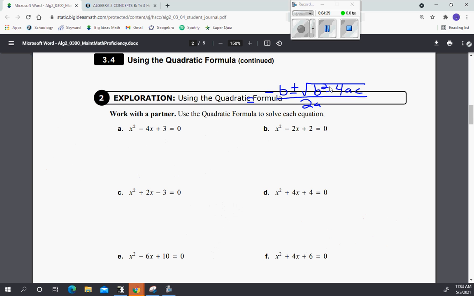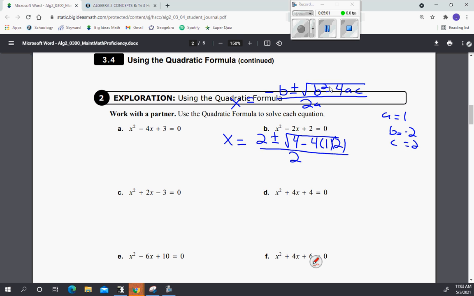And this next one, I'm going to go a little bit quicker. I can still write A equals 1, B equals negative 2, and C equals 2. But it is x equals negative b, so that's going to be positive 2, plus or minus the square root of b squared. What's negative 2 squared? That's 4, minus 4 times 1 times 2, all over 2 times 1, which is just 2.